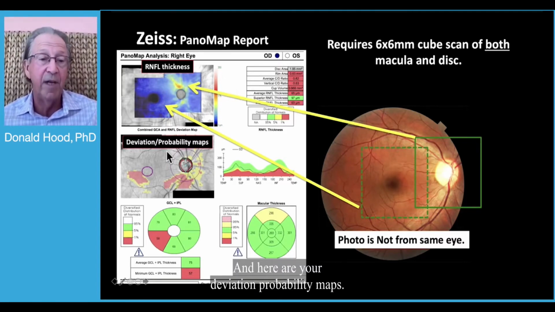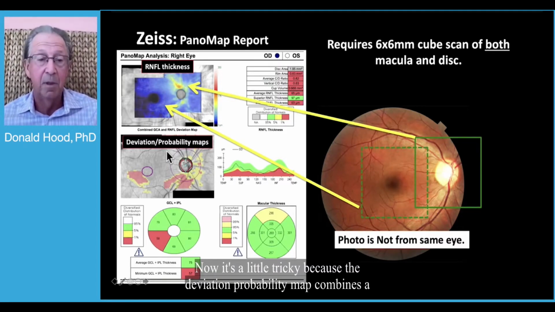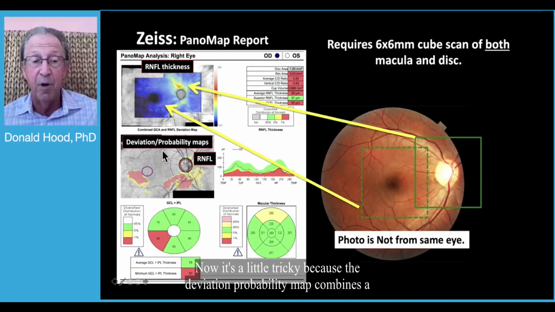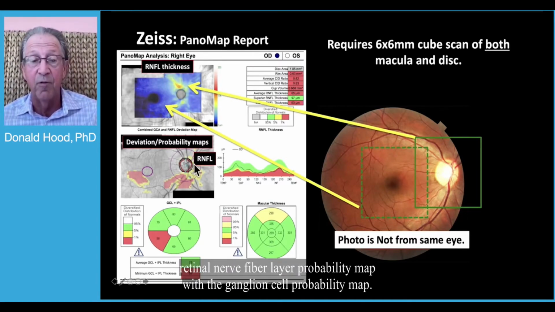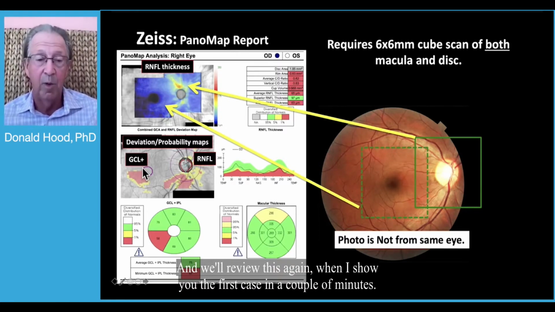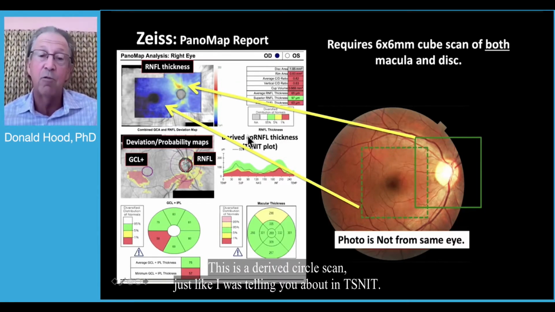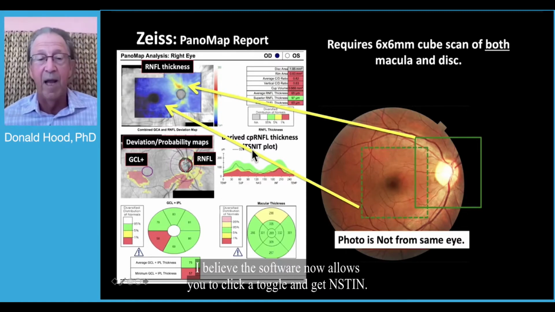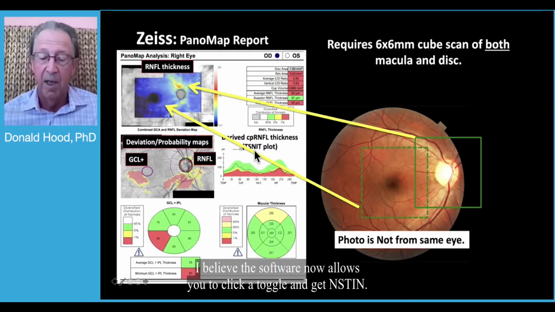And here are your deviation probability maps. Now, it's a little tricky because the deviation probability map combines a retinal nerve fiber layer probability map with the ganglion cell probability map. And we'll review this again when I show you the first case in a couple of minutes. This is a derived circle scan, just like I was telling you about in TSNIT. I believe the software now allows you to click a toggle and get it instantly.